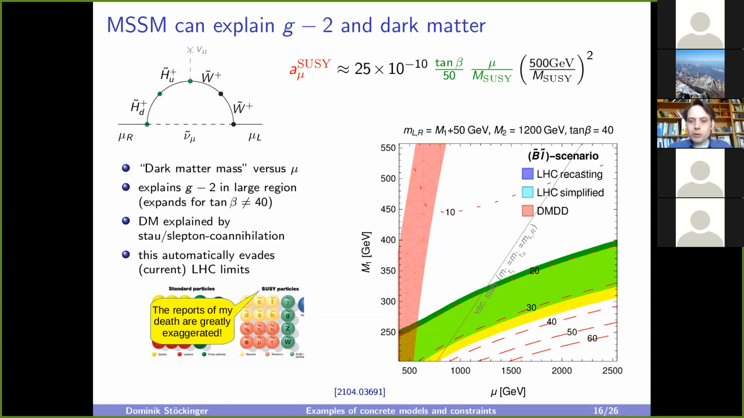Okay, so in case you wonder, what about the LHC limits? So this plot is not affected by LHC limits at all. The entire parameter space here, the two-dimensional parameter space, is completely unconstrained by the LHC. And the reason is that we explain dark matter by this co-annihilation mechanism, which gives rise to small mass differences, and the LHC is just not sensitive to those small mass differences. So here we have a perfect explanation of g-2 in a wide parameter space.